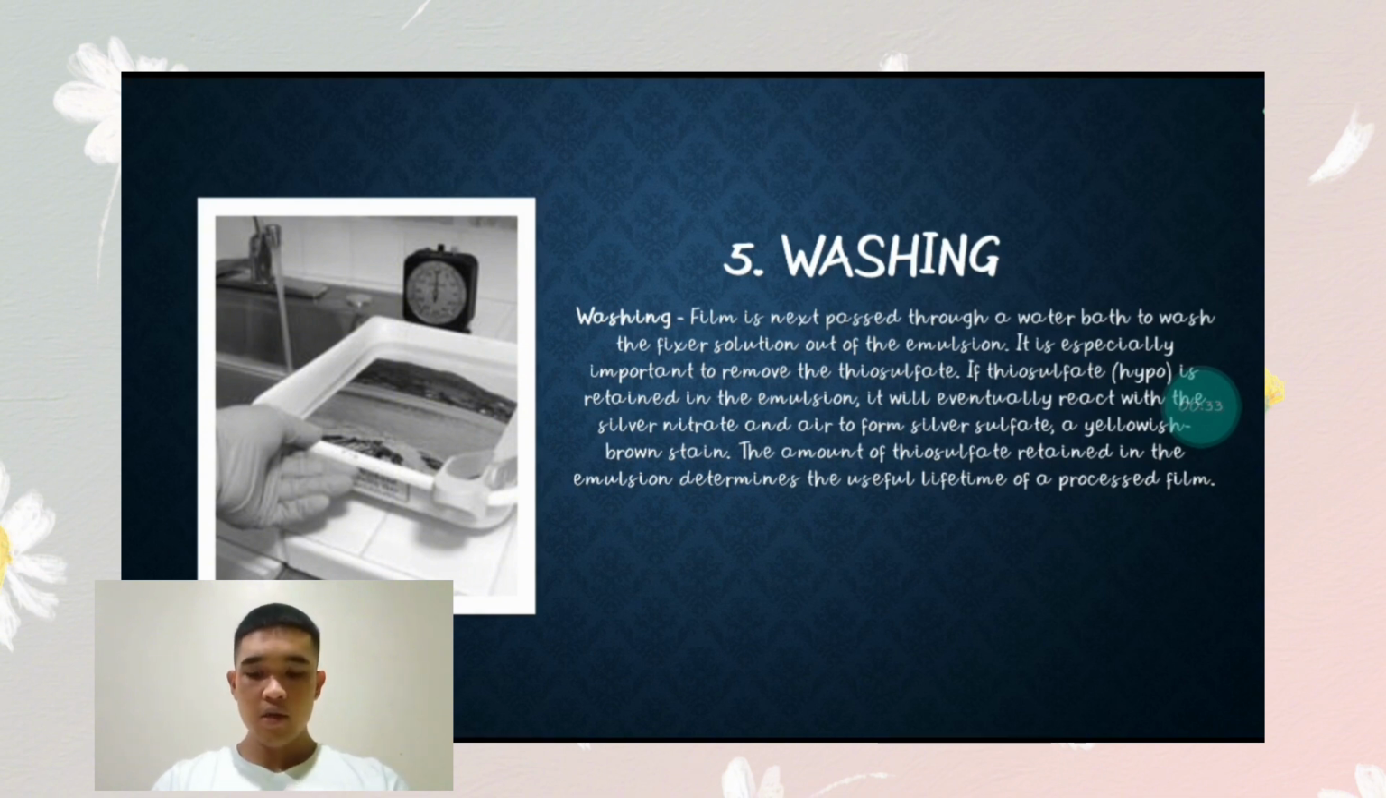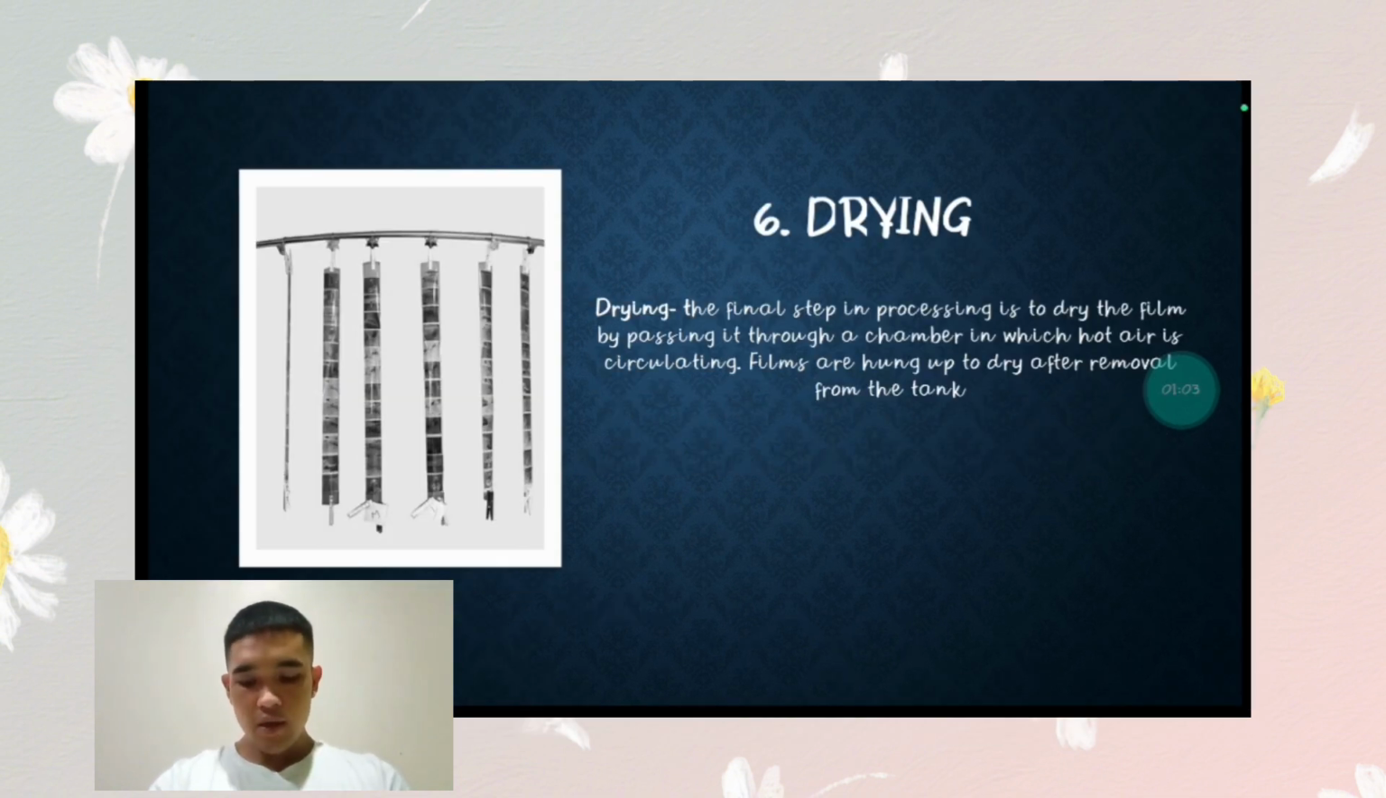Next is drying. Drying, the final step in processing, is to dry the film by passing it through a chamber in which hot air is circulating. Films are hung up to dry after removal from the tank.